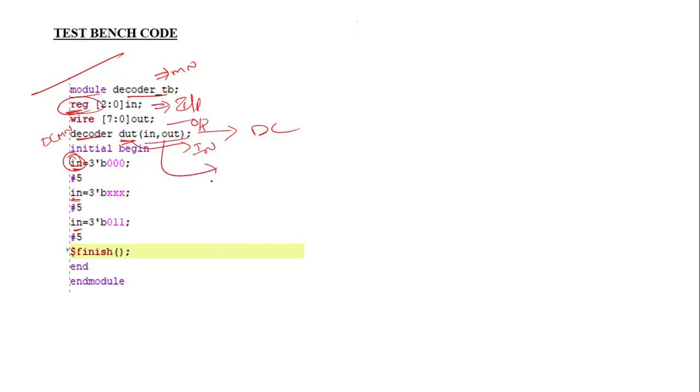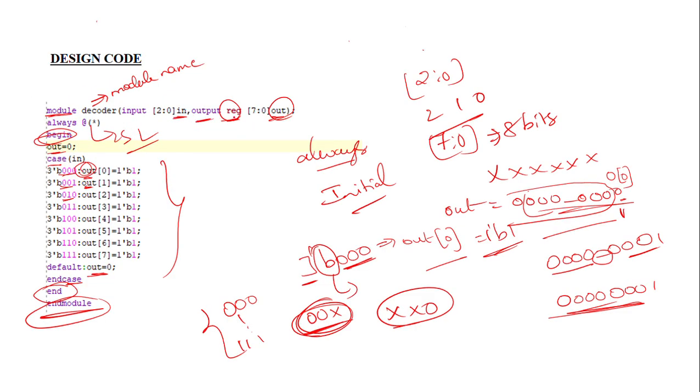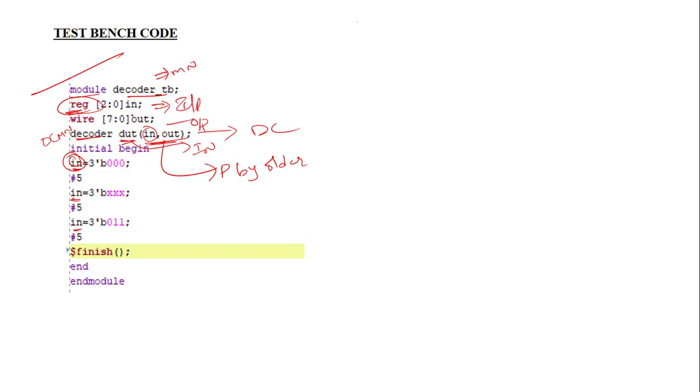So the port list, by order. You can use port connection by order or by name, anything. There is only one input and one output, so they are the only two variables. That's why I connect by order. Order means whatever is first in the design, here is the in, here is the out. According to that we are going to assign the variables here. So it is about the port connection.